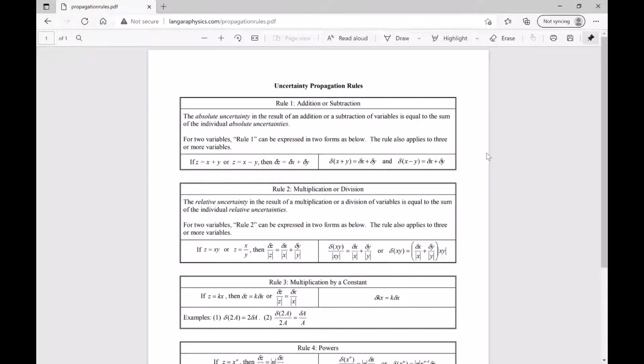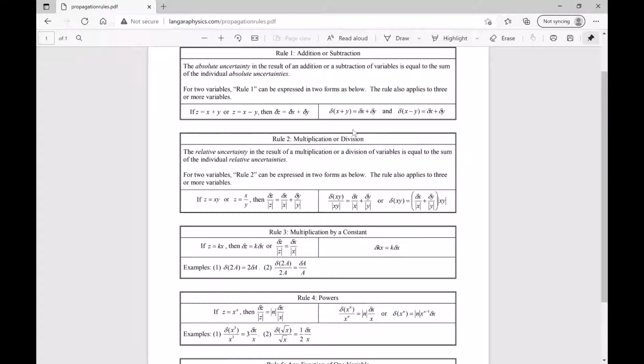So here are the propagation rules. I would like you to remember the rules both in their mathematical forms like this and in their description forms, the rules in words like here and there. This is rule number 2. And also pay attention that for the mathematical forms, there are different ways to present the rules. One is with the variable z, which represents the result. One is without z. The right-hand forms don't have the z in it. Now let's go back to our PowerPoint presentation.